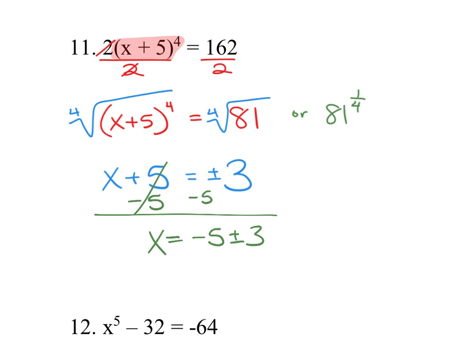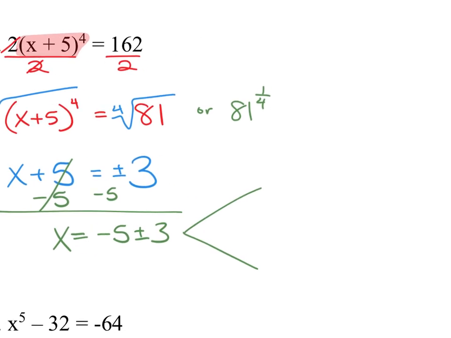I know those are just plain numbers, and you can combine them, but we need to do it in 2 parts, because we need to do the plus version, and we need to do the minus version. So if I scoot over and do both of these, I would do x equal to -5 plus 3 and x equal to -5 minus 3. I have to do both.